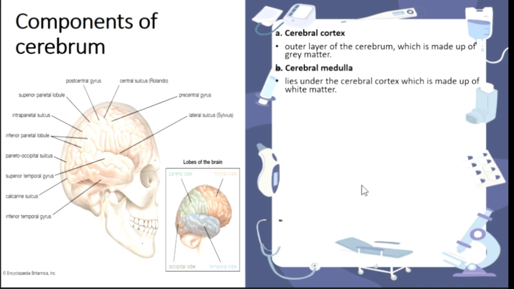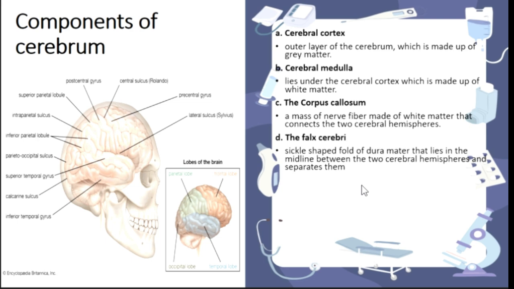So the components of the cerebrum are the cerebral cortex, cerebral medulla, corpus callosum, falx cerebri, and gyri. So these four parts are present. The cerebral cortex is the outer layer of the cerebrum, which is made up of gray matter. The cerebral medulla is the inner part, which has the white matter. And the corpus callosum is the innermost part of the two. That is, the cortex is outer, then the medulla, and then inside is the corpus callosum.